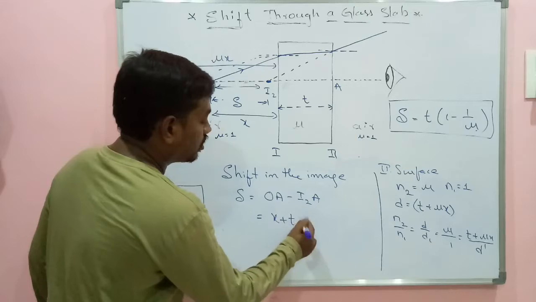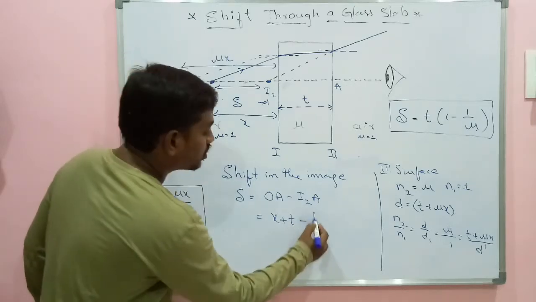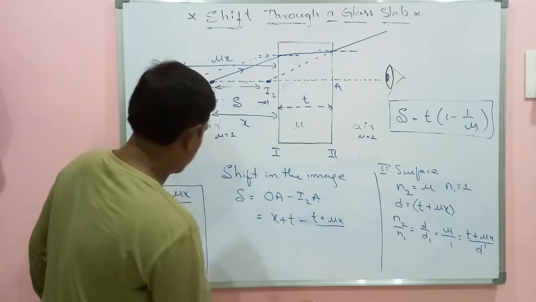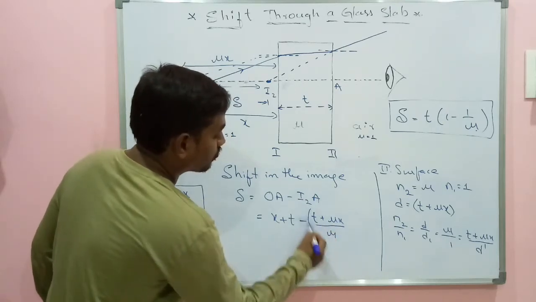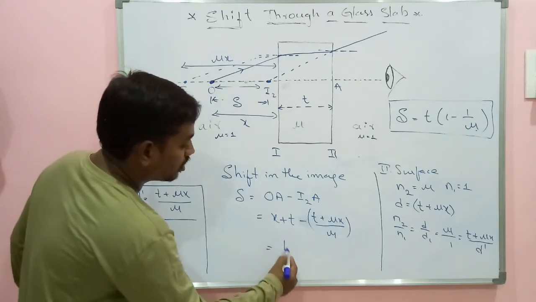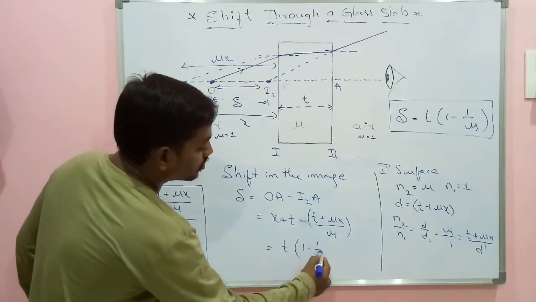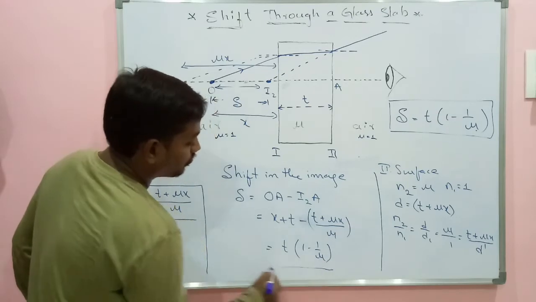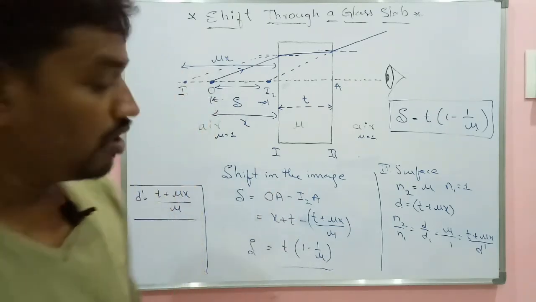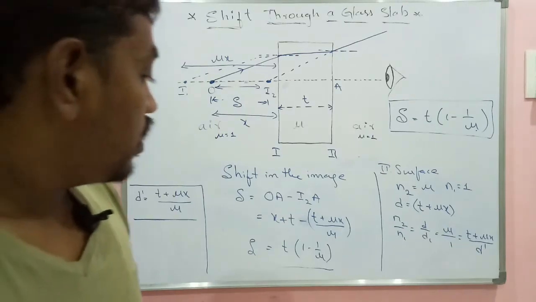minus I2A, so simplifying this I will be getting T of 1 minus 1 by mu. So this is the formula for shift. Shift S equals T of 1 minus 1 by mu.